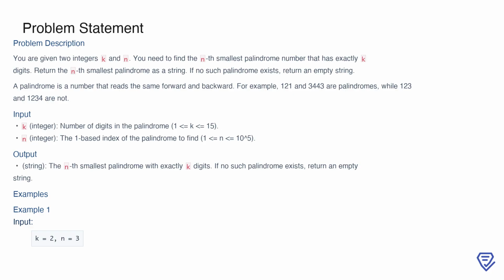Now, a palindrome is a number that reads the same forward and backward, like 121 or 3443. On the other hand, numbers like 123 or 1234 are not palindromes since they differ when reversed. You are guaranteed that k will range between 1 and 15, and n can go up to 100,000. This ensures that the palindromes can be quite large, so efficiency is key. The output must always be a string, even if the palindrome is numeric.